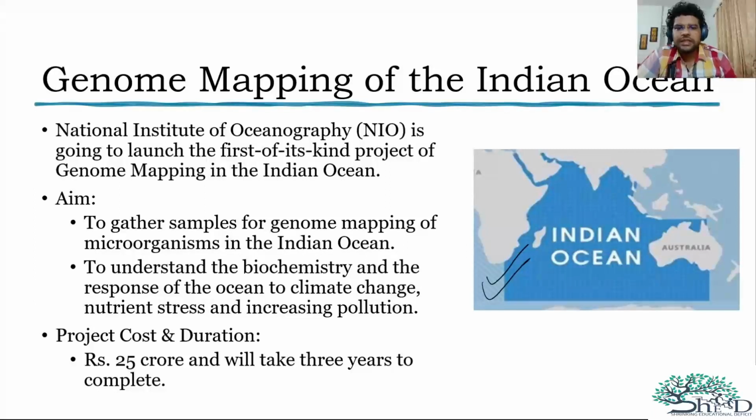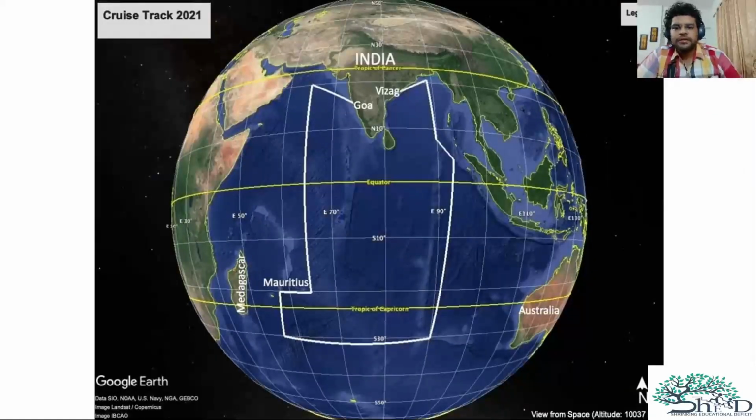Now, how is it changing the behavior of animals? How is it changing their DNA? All those things will be understood by this project. What is the cost? 25 crores, and it will take 3 years to complete. So see, in this area it will be tracked. You can see the white area from Goa, then going slightly below the Tropic of Capricorn to Vizag, Visakhapatnam.